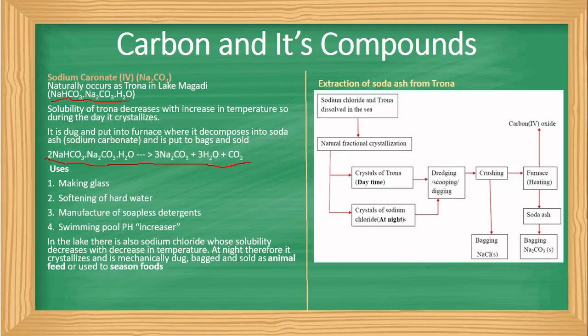These are then dug, dredged, and crushed. After being crushed, sodium chloride is just extracted at that point and put in bags for selling. For trona, it has to go to the furnace so that there is decomposition to get sodium carbonate from trona, and then carbon dioxide and water are released as byproducts during this process. So that is the graphical representation of the process.